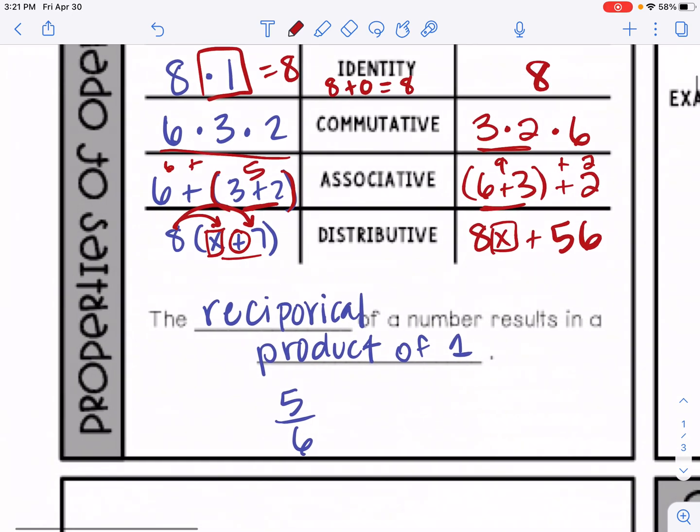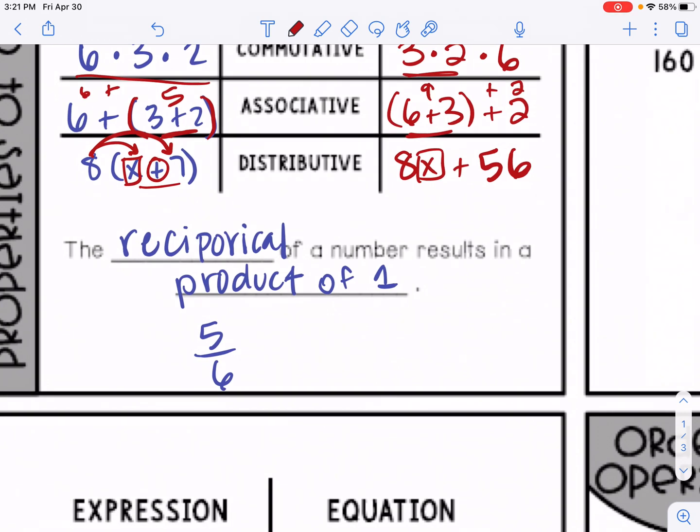All right, this down here should say the reciprocal of a number results in a product of 1. That might sound like a bunch of nonsense, but I promise you've seen this before. Reciprocal just means you're flipping the number over. So if I had 1/2, the reciprocal would be 2 over 1. I just flipped the 2 and the 1. Now, if I said, what's the reciprocal of 3? You might be like, well, there's nothing to flip. I don't have a number under there. But remember, every whole number has a secret 1 underneath it. So the reciprocal of 3 is actually 1/3.